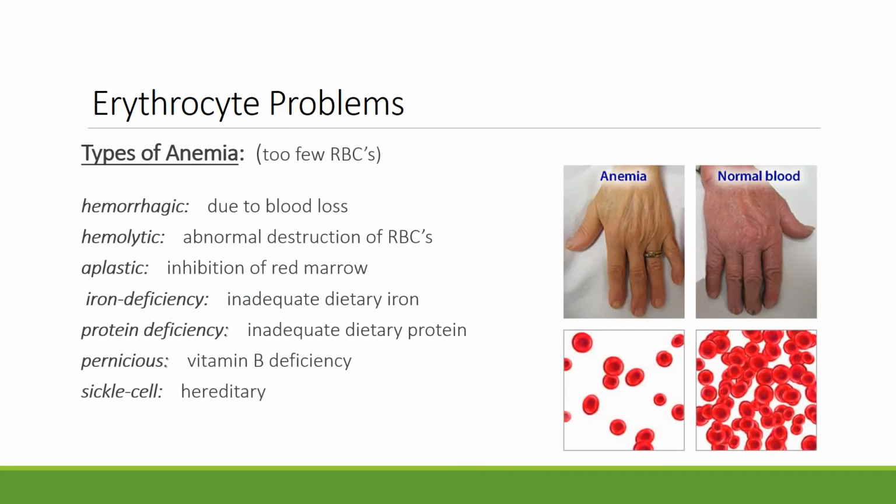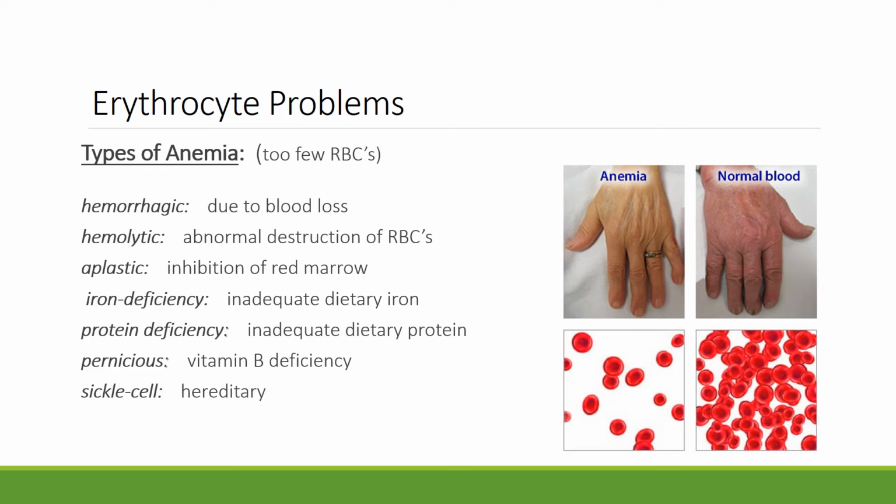There are a number of different types of erythrocyte problems. The first we're going to look at is anemia, which means too few red blood cells. An means without, and emia refers to the blood. The first type of anemia is called hemorrhagic, and that's due to blood loss. Hemo again refers to the blood, and the suffix rrhagia means an abnormal or excessive flow or discharge.